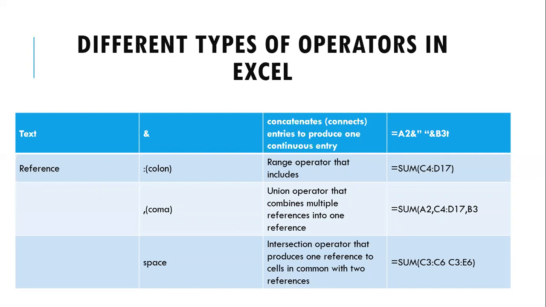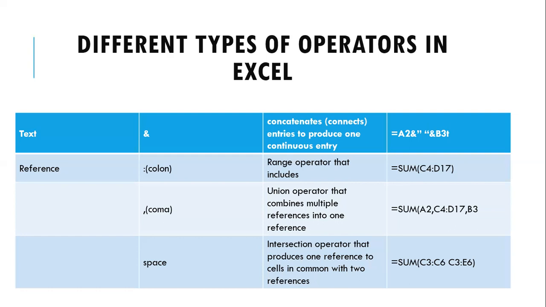Comma is the union operator that combines multiple references into one reference. For example, summation A2, comma C4, then colon, then D17, comma B13. So the comma is used as a union operator that combines multiple references into one reference.